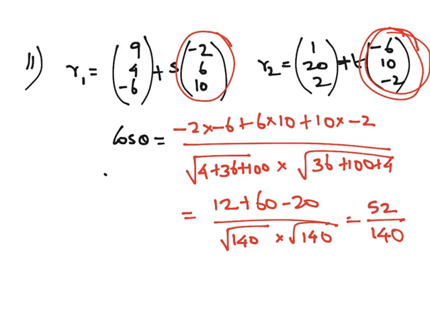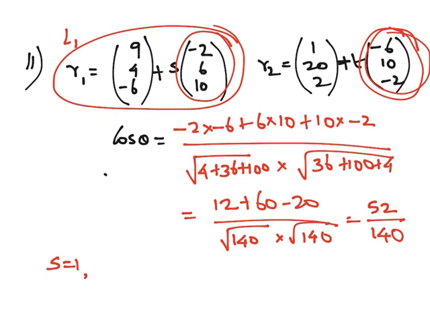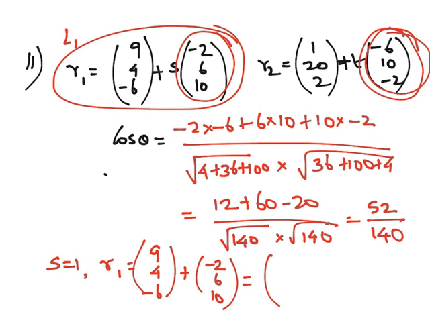The next one: P is the point on L1 when s equal to 1. So this is L1. When s is 1, what do you get, students? You will get r1 equal to (9, 4, -6) plus (-2, 6, 10), which is (7, 10, 4). So when s is 1, you get this position vector, and that is the position vector of the point P, that is OP vector. That is also done.